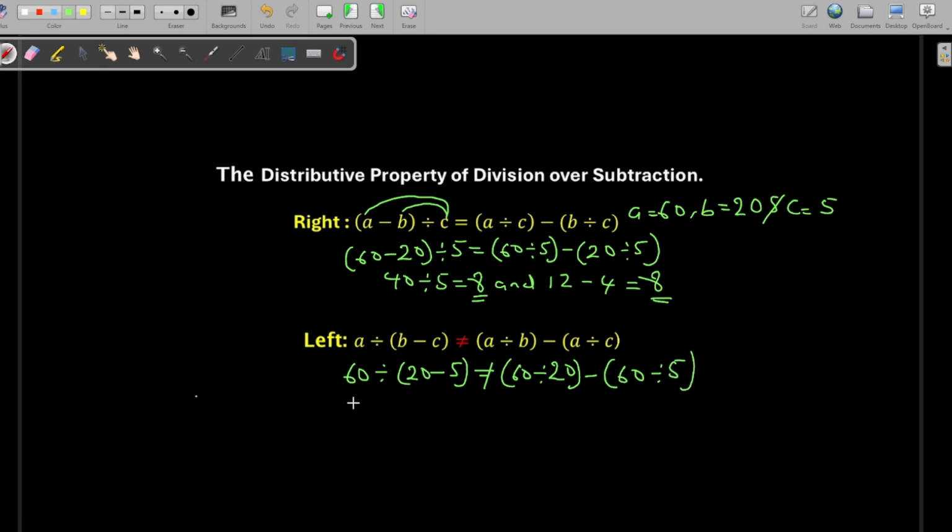So 60 divided by, let's simplify what we have inside this bracket. So 20 minus 5 will give us 15, and 60 divided by 15 will give us 4, and 60 divided by 20 will give us 3, minus 60 divided by 5 will give us 12. So 3 minus 12 is equal to what? Minus 9. As you can see, we have different results. That is 4 is not equal to minus 9. So as you can see, division is not distributive over subtraction from the left hand side.